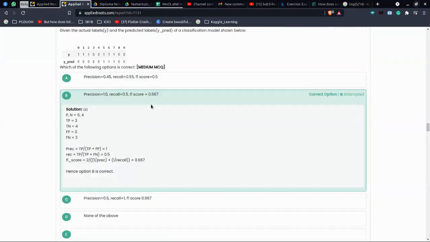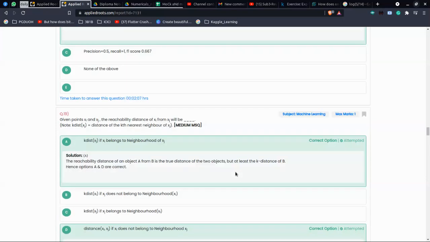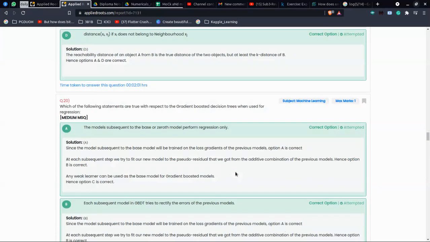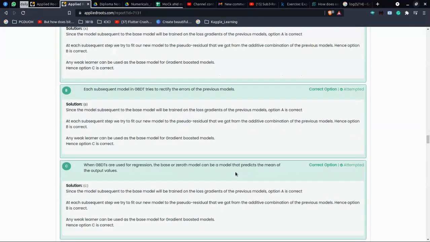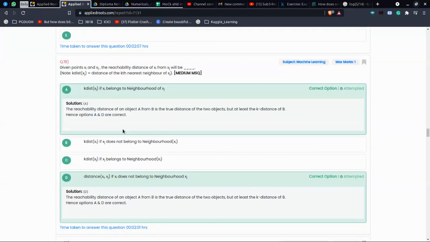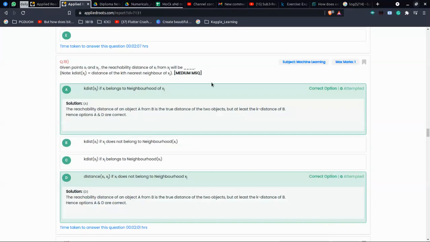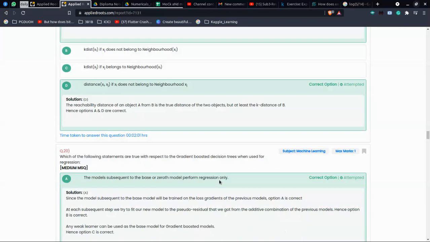I hope there are multiple questions like this tomorrow. Okay. This was a googly actually. They put it in medium. It was not easy if you don't understand this reachability distance formula. Then there are high chances of making a mistake here.